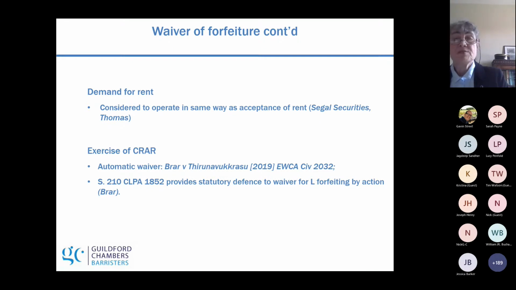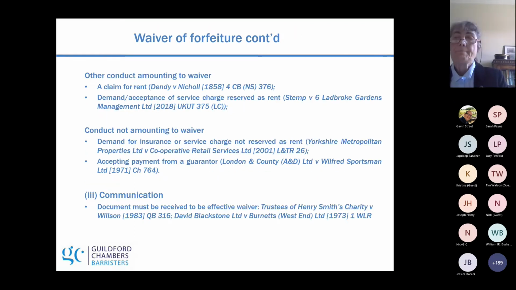Exercise of CRAR, commercial rent arrears recovery, is also an automatic waiver. The authority for that is the Bra case, where a purported forfeiture by a landlord was held to be unlawful because the landlord had previously exercised CRAR. However, the landlord will have a defence to a tenant's claim of waiver if Section 210 of the 1852 Act applies. This is because one of the conditions for that section to operate is that CRAR has been attempted, and so there is a let out for a landlord in that situation.